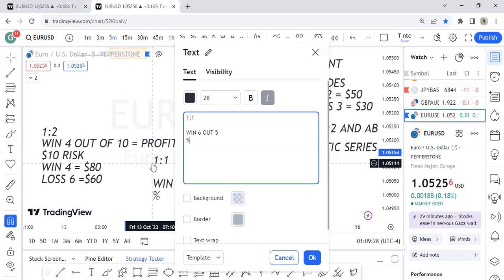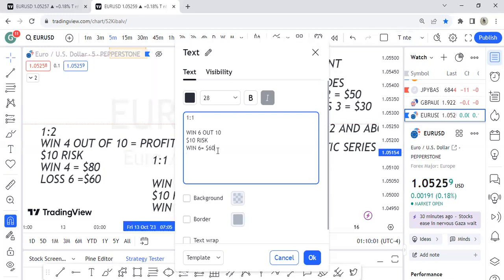If you're still using that $10 risk, so using that $10 risk, your wins, right? Remember that your win will not be what? Your 6 wins will be what? $60, right? Since it's 1:1, anything you risk can make exactly what you risk. So now you see that 1:1 is $60. So wins 6 out of 10, sorry.